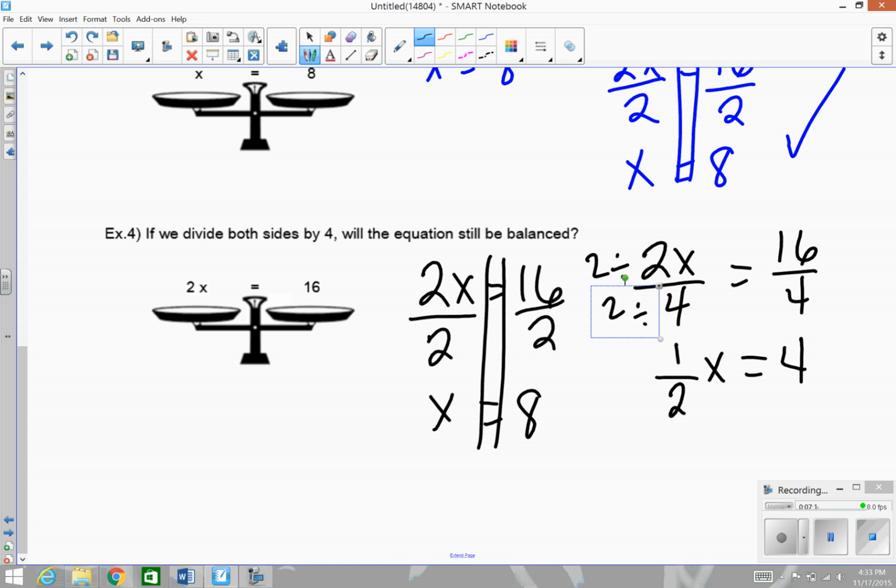Now for this one, the opposite of that, we want to multiply both sides by 2. Those cancel, and we get x equals 8. Same solution, still equivalent. Go ahead and finish filling out this page, jot down any questions you might have you want me to answer for you tomorrow, and then flip the page.